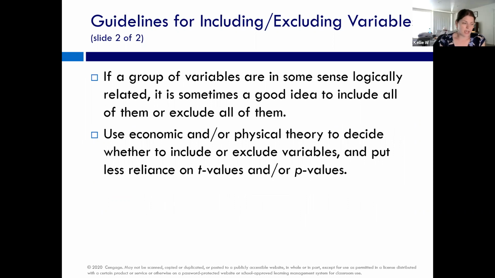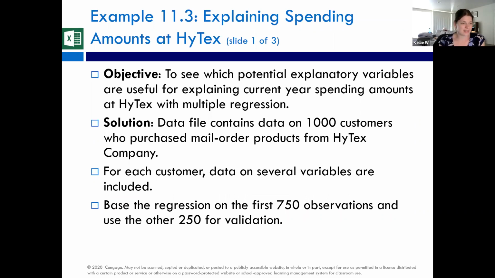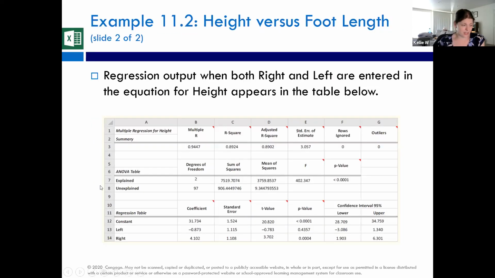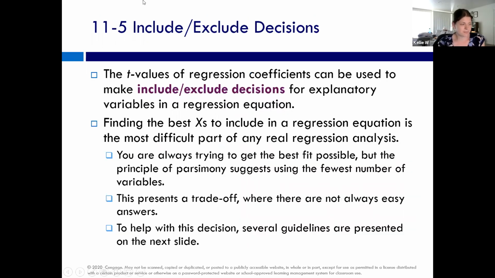So some other guidelines: if a group of variables are logically related, then we might include or exclude all of them. And then economic or physical theory. Yeah, now you're getting into less scientific methods, but the way that I walked you through it is how I would have done it. I would have looked at these coefficients, noticed the high p-value, noticed that 0 is included in the confidence interval, and I would have dropped the left and stuck with the right.